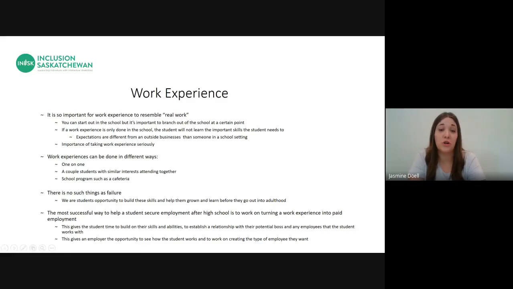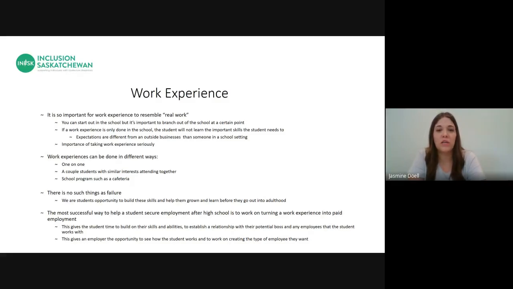Students can start out doing work experience in the school, but it's important that they branch out of the school at a certain point. If work experience is only done in the school, the student will not learn the important skills that are taught in a real work setting. Expectations are often different from outside businesses than in the school setting also.